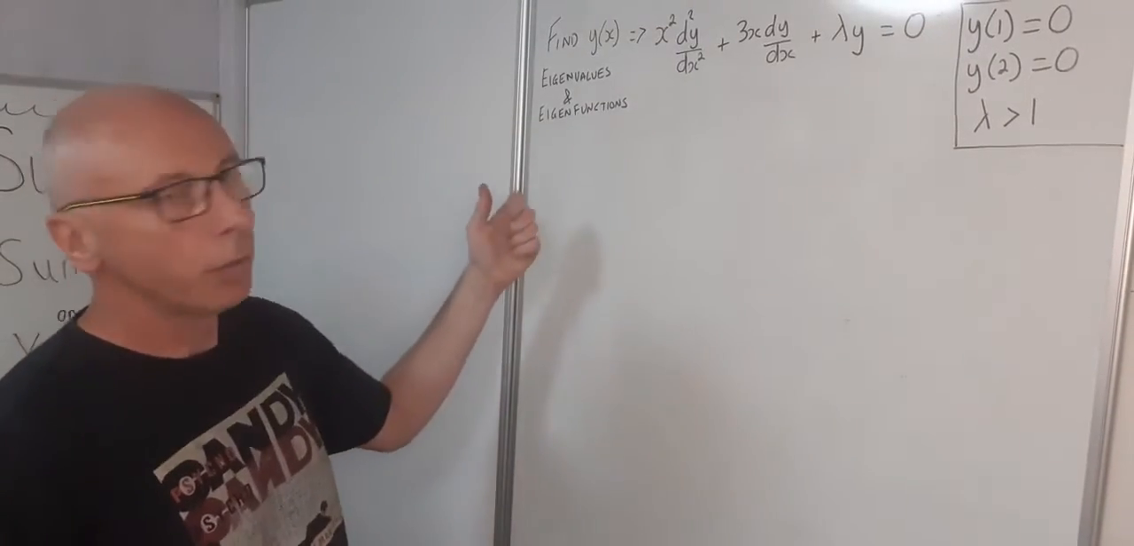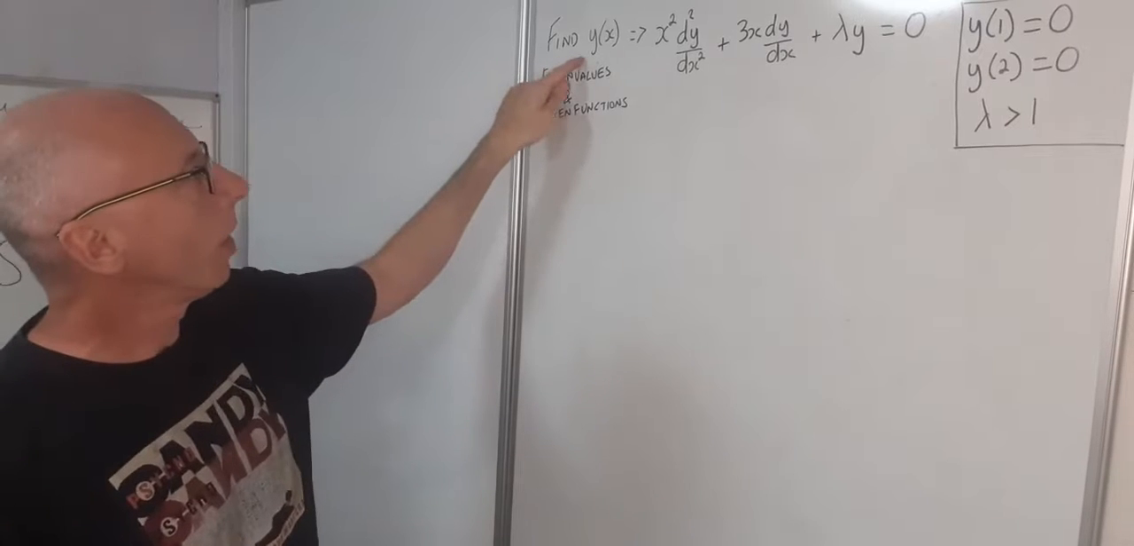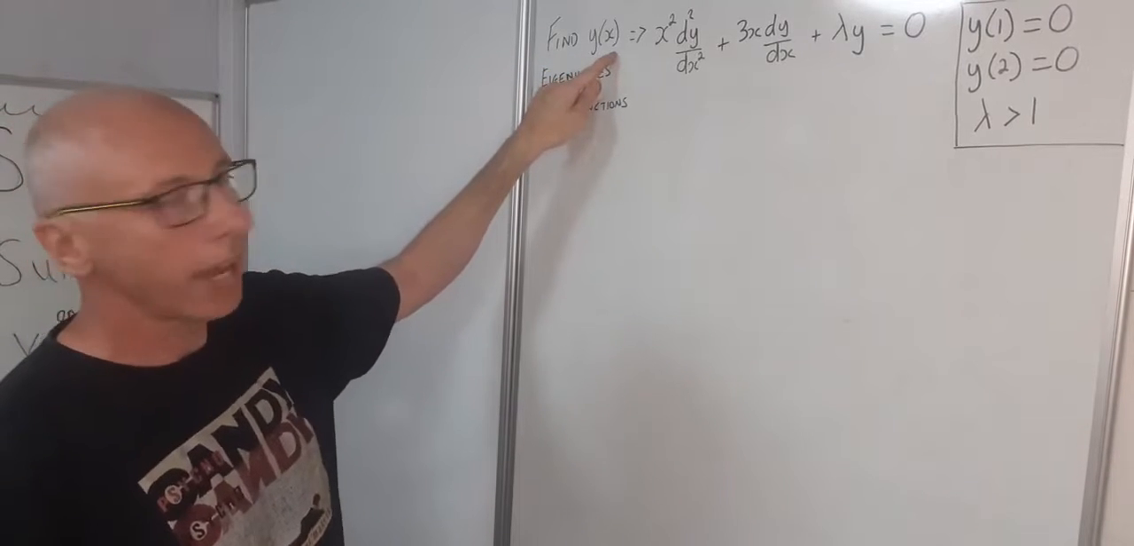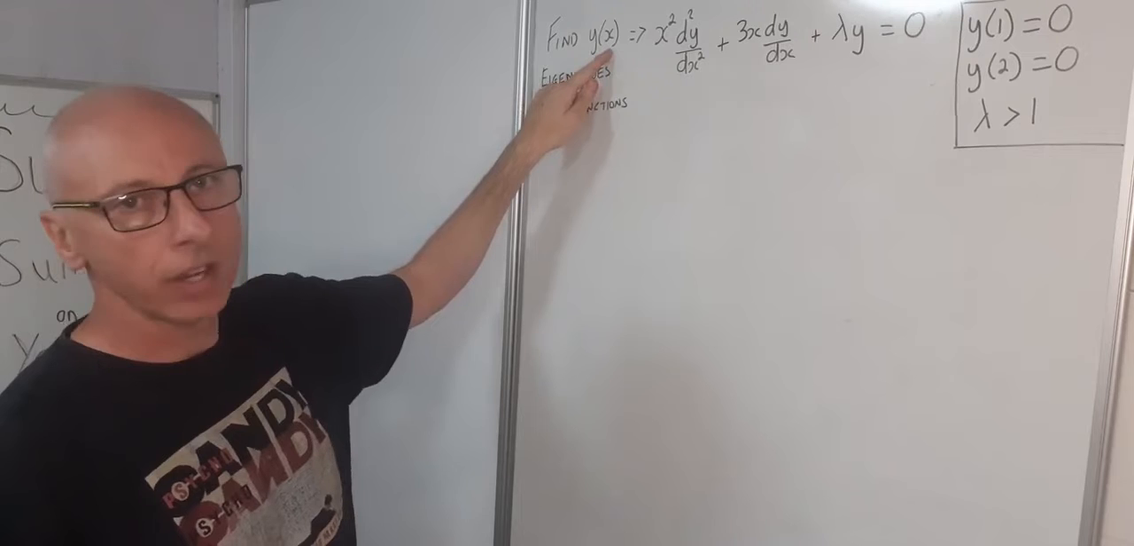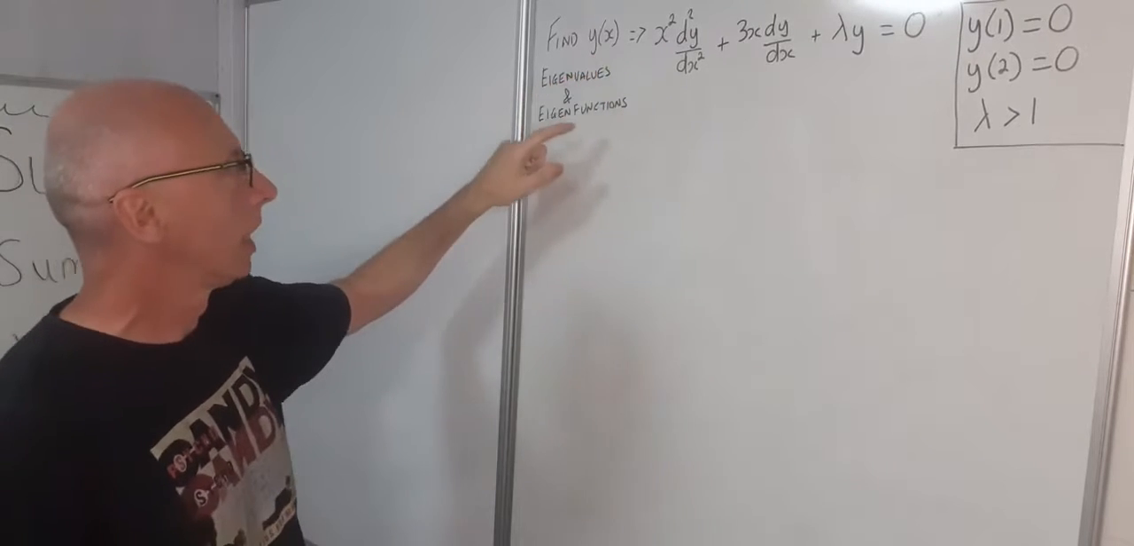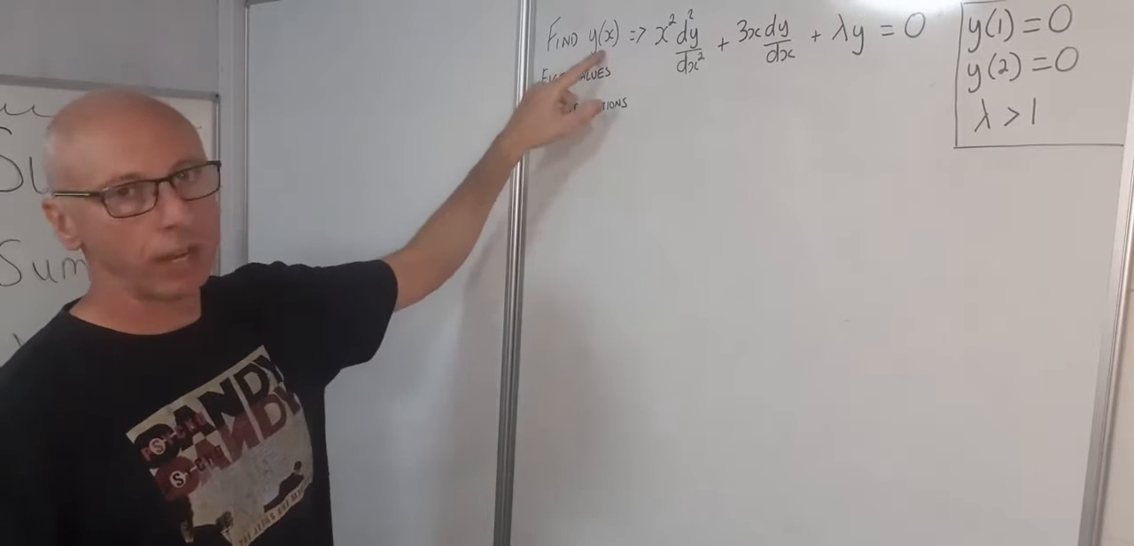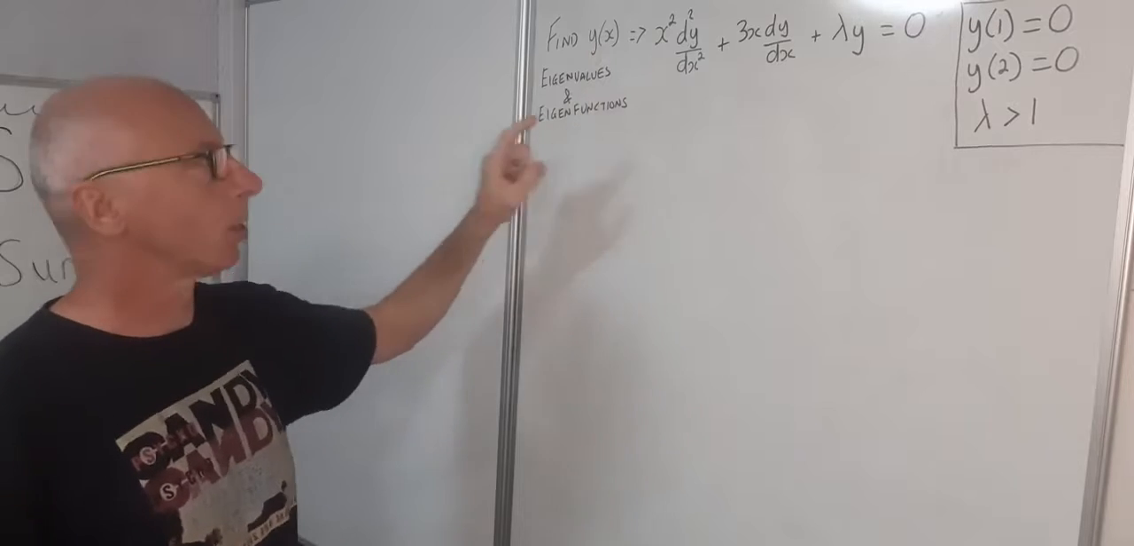Okay, so in this video we're going to find three things. We've got to find a function for y with x. So y is dependent on x, our independent variable. We're going to find the eigenvalues when we've found this solution, and also the eigenfunctions.